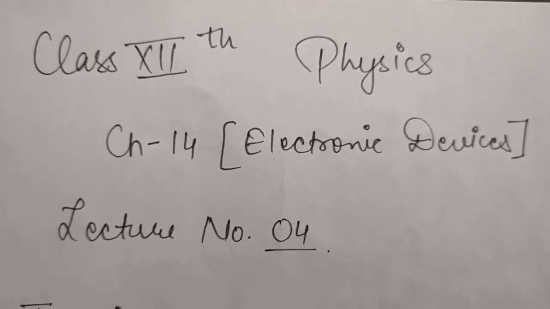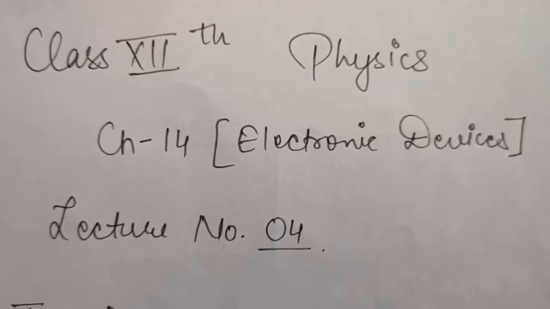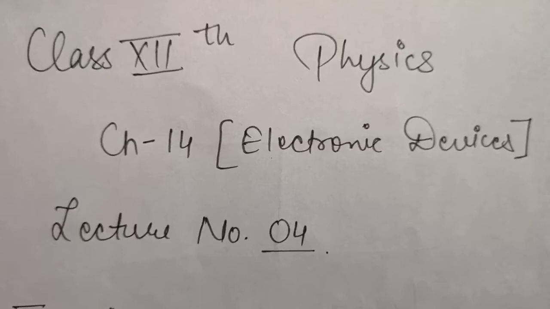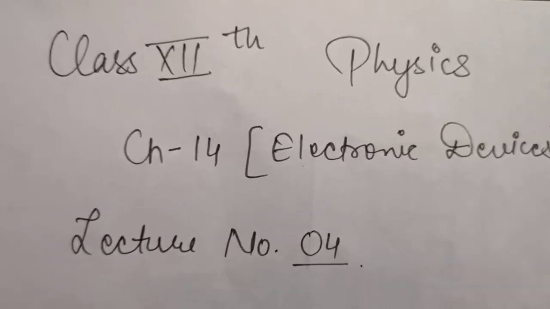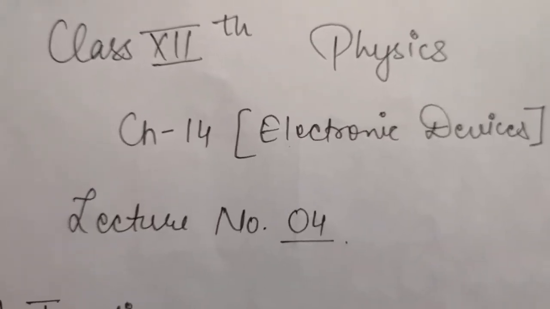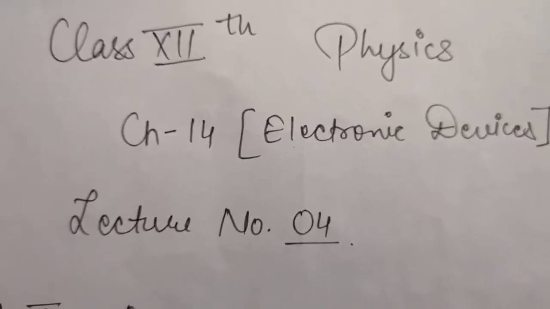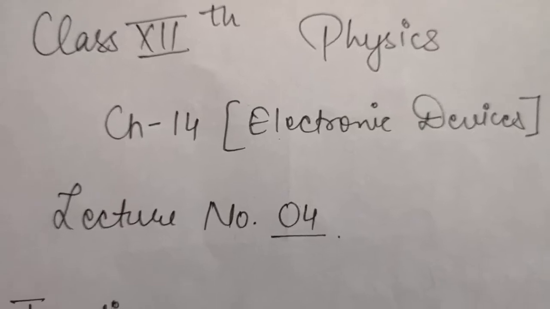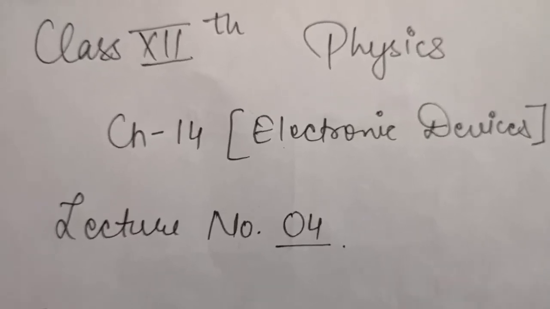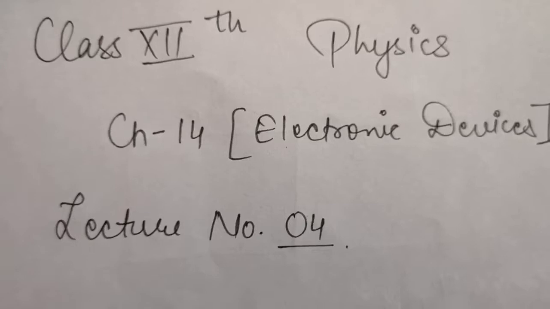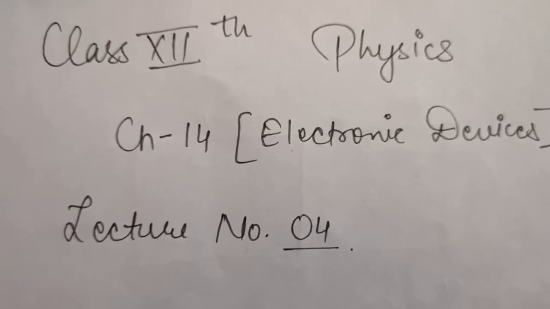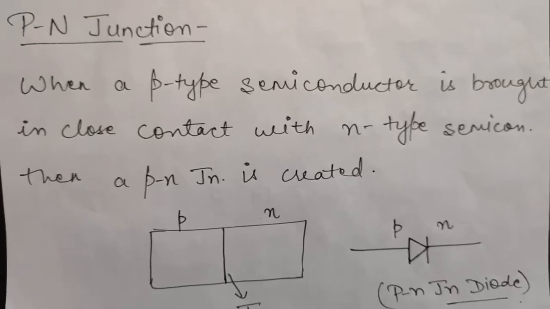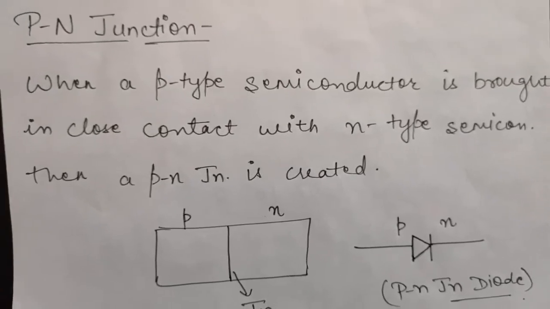So this is your subject physics, chapter number 14, that is electronic devices, and this is lecture number 4 of chapter 14. Okay, so up till lecture number 3 you have studied about p-type and n-type semiconductors. So today we will be studying about p-n junction. That is, today we will be pasting p-type and n-type conductor with each other. Okay, so p-n junction, how is it formed and what it is, we'll be studying that.